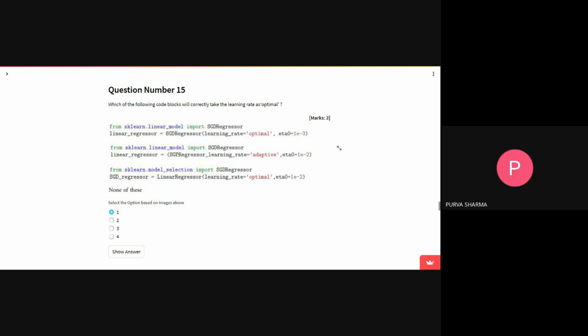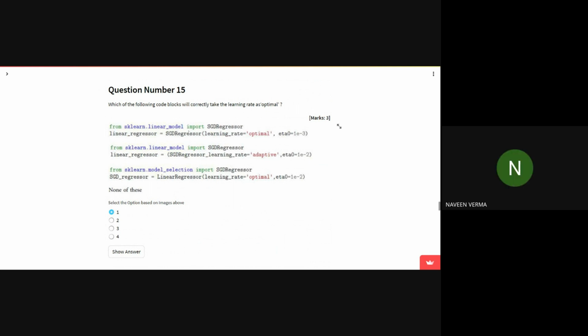See, yes, first option, because that is the only SGD regressor. We want the learning rate to be optimal. In the first and the last option, it is optimal. But linear regression has no parameter called learning rate. So the third option is eliminated here.